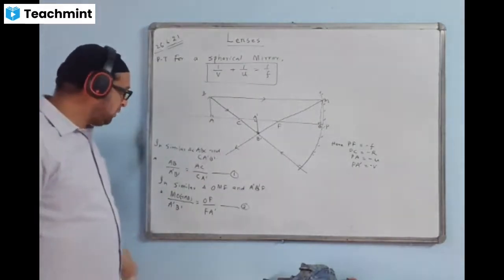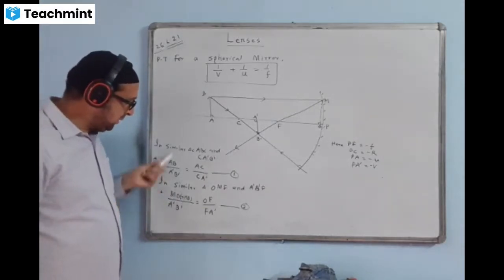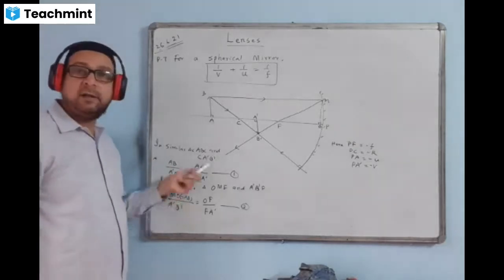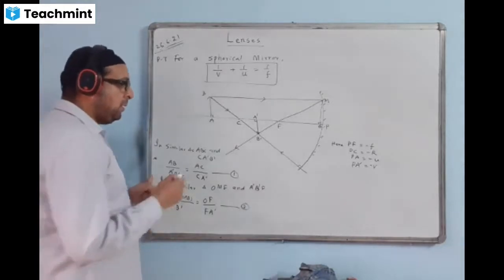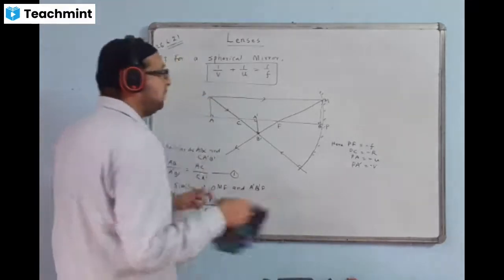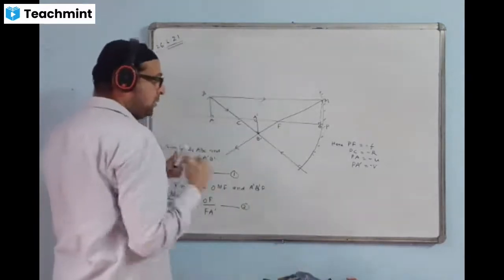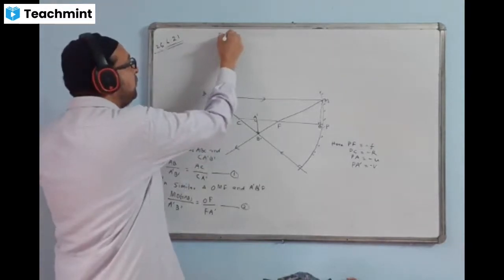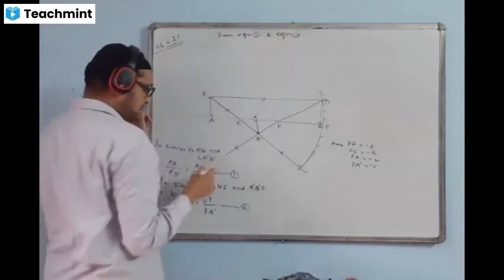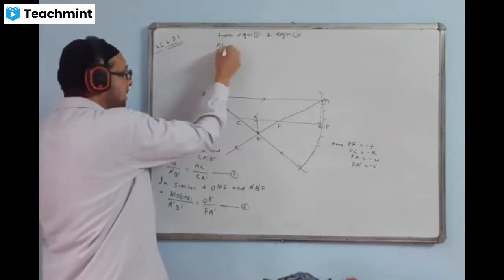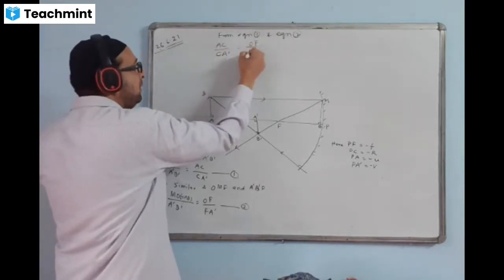Look at equation 1 and equation 2. Left hand sides are equal. AB, this is indirectly AB, by this A dash B dash, same. Left hand sides are equal. Then what will happen to the right hand side? They will become equal, right? Therefore, from equation 1 and equation 2, we have right hand side becoming equal: AC by CA dash is equal to OF by FA dash.